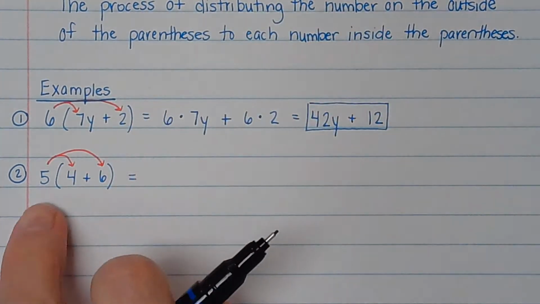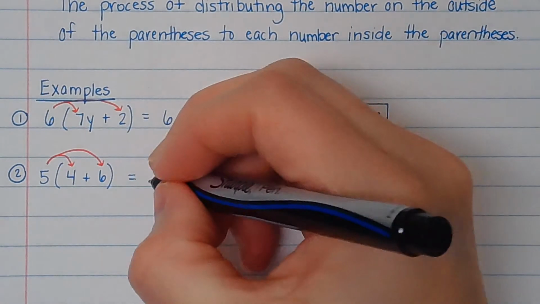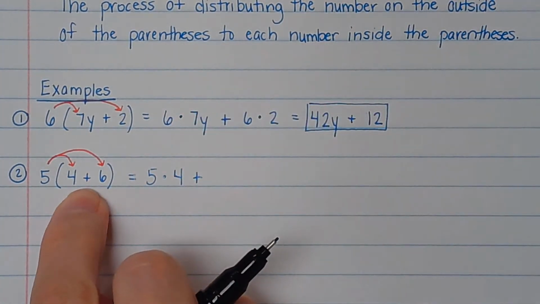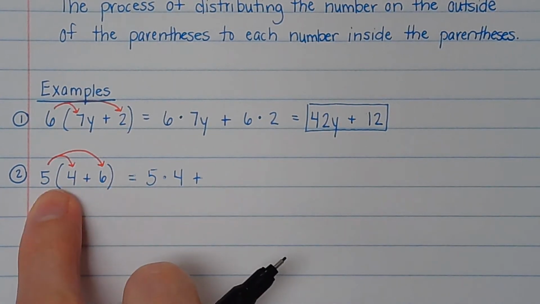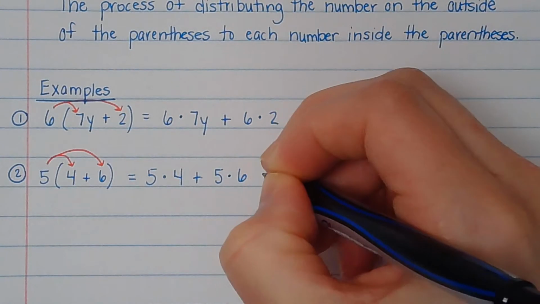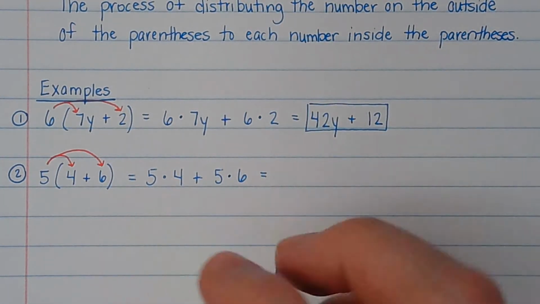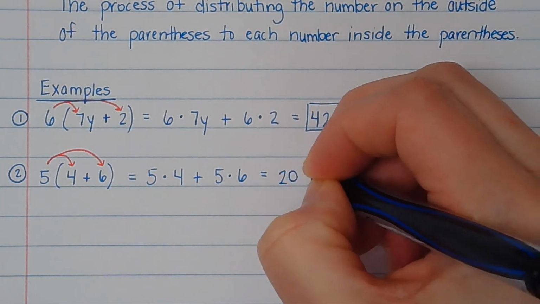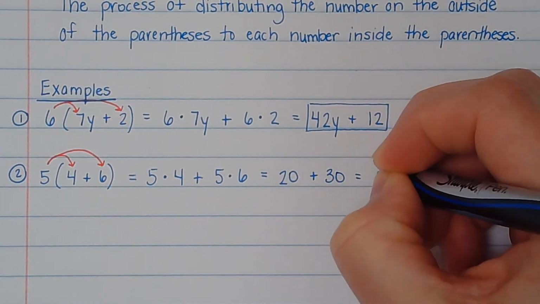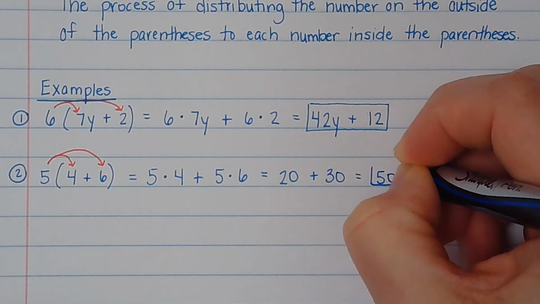So let's write out what we're doing. First thing we need to do is 5 times 4 plus, I'm getting that plus sign because I'm just carrying over from right here. Then I do this one, 5 times 6, and now I can solve it. 5 times 4 is 20, plus 5 times 6 is 30. If I add those together, I get 50.